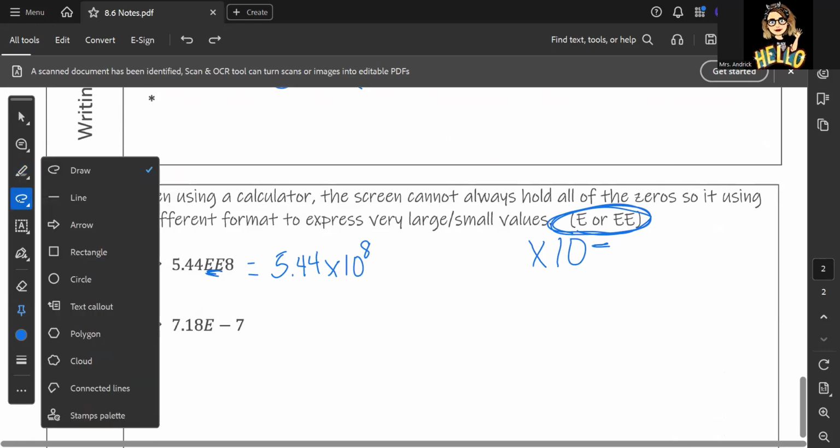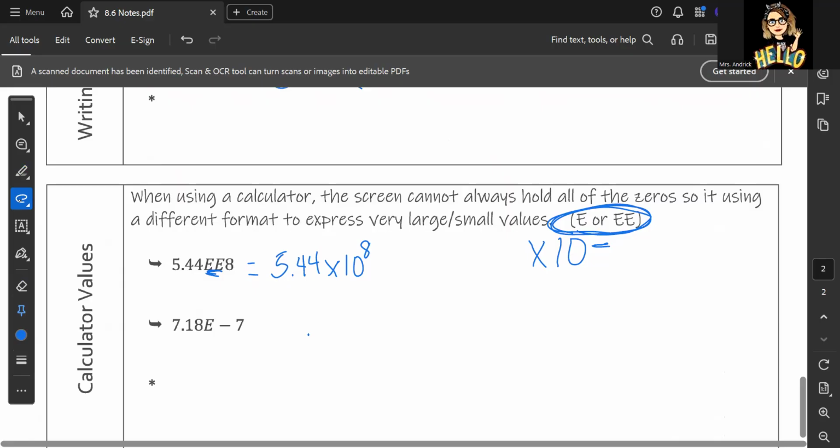So then let's write that using a different format. We want to write that in standard form. So we're going to move it 8 times, which means 1, 2, 3, 4, 5, 6, 7, 8. So add lots of zeros. So you should have 544 million.